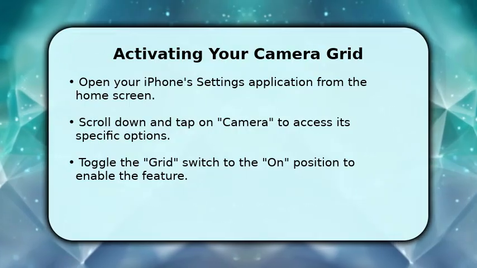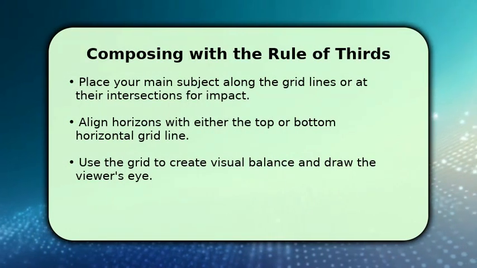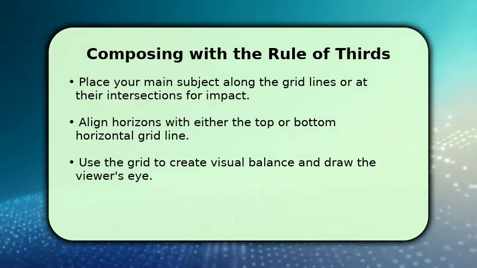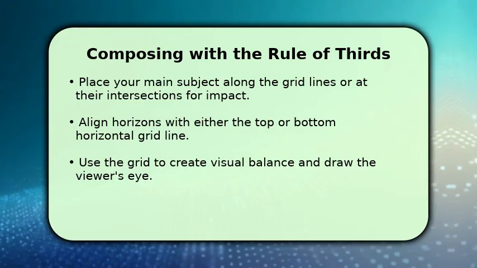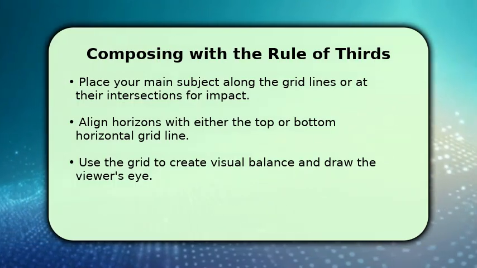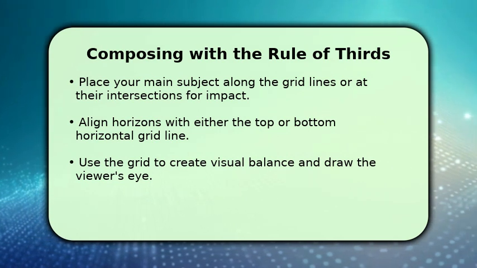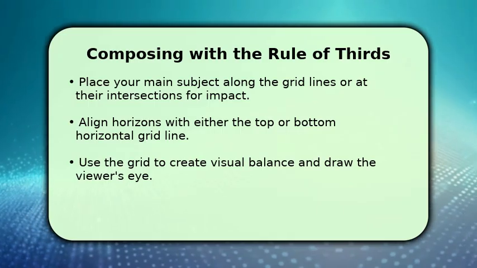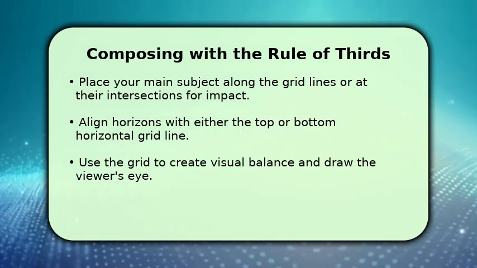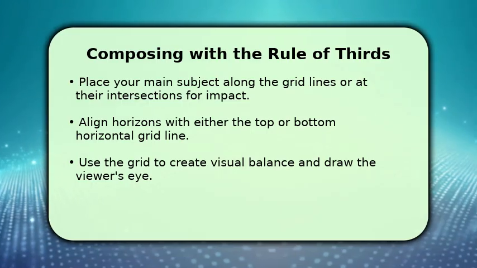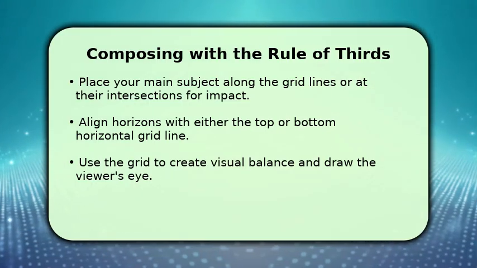The grid is incredibly useful for applying the rule of thirds, a fundamental composition technique. Imagine your photo divided into 9 equal parts. Instead of centering your subject, try placing it along one of the 4 grid lines or at one of the 4 intersection points. This off-center placement often creates a more dynamic and visually appealing image. For landscapes, align the horizon with the top or bottom horizontal line, not the middle.